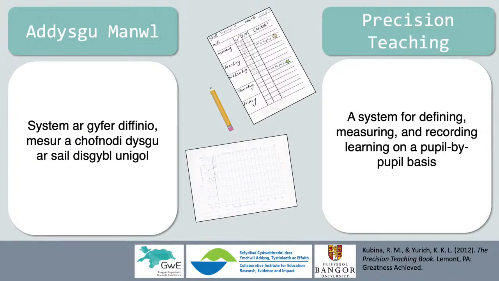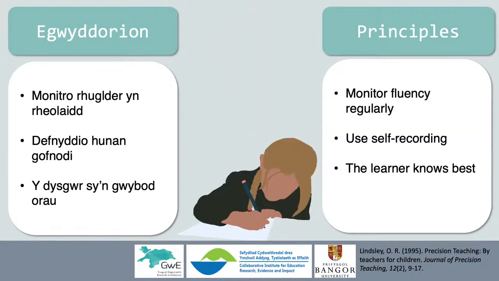Despite what the name may suggest, precision teaching is not a method of teaching. It's a system that allows us to assess both learning and the effectiveness of teaching on a pupil-by-pupil basis. There are 3 key ideas that underlie precision teaching. A common theme in today's training is that teachers and pupils should monitor fluency regularly. By doing this, they can develop pictures of a pupil's learning and act quickly to keep them on track.